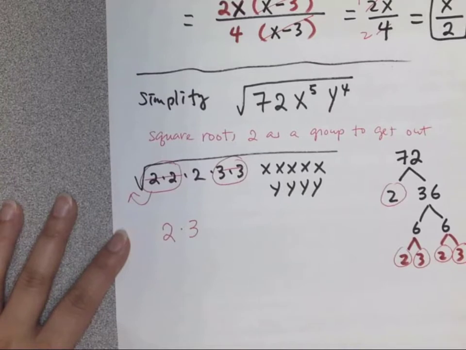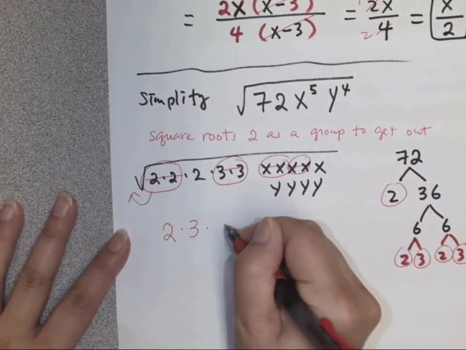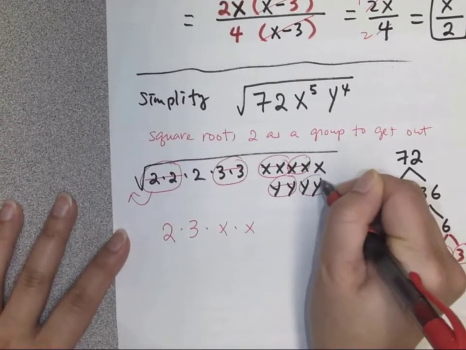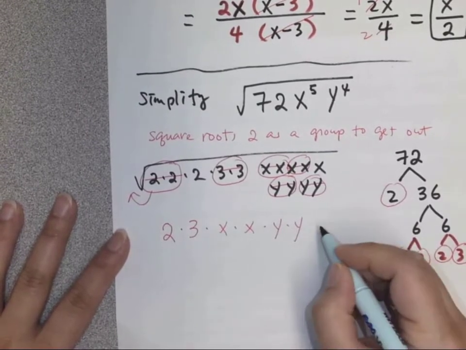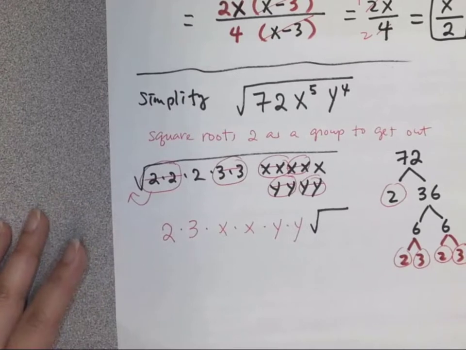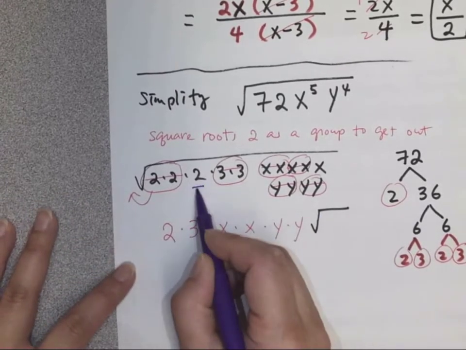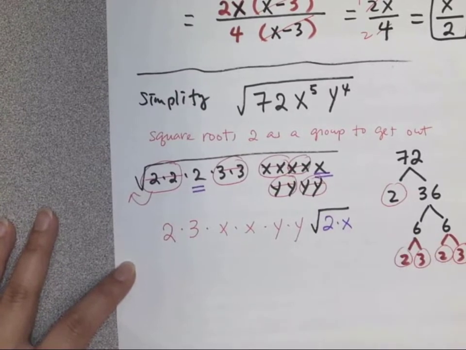How many groups of x? 2. 2 groups of x. So x and x. How many groups of y? 2. 2 groups of y. So they come out as y and y, right? Under the root, I still have 2 and an x. Can we see that?